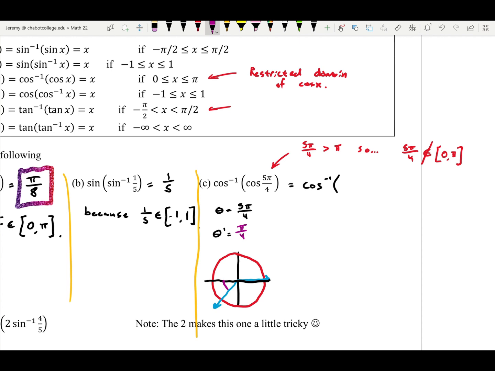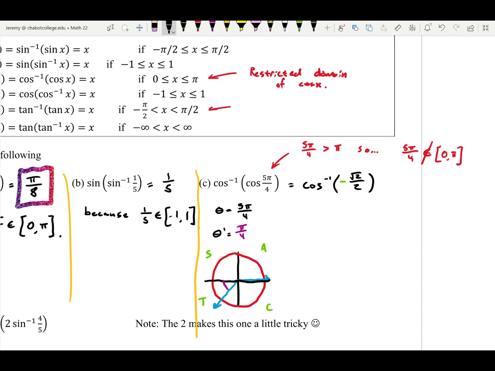Okay, so what is cosine of pi over 4? Well, that's just going to be positive root 2 over 2, right? So we know that this is going to be either positive or negative root 2 over 2 going in here. Which is it? Well, all students take calculus. So down here in quadrant 3, tangent is positive, but sine and cosine are both negative. So this is actually going to be negative root 2 over 2.